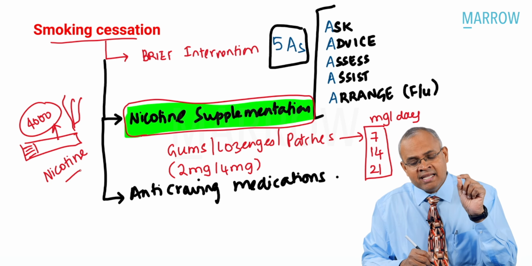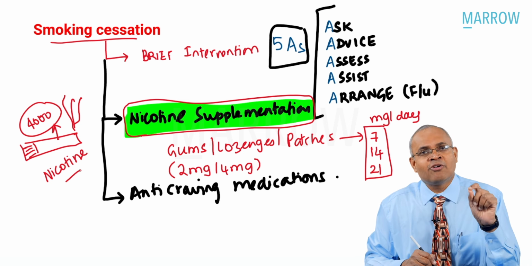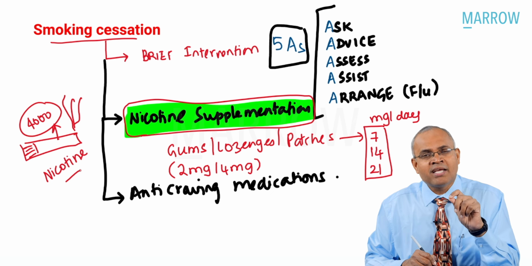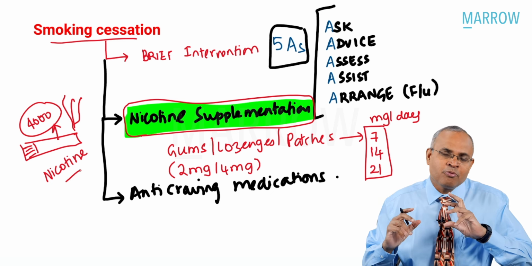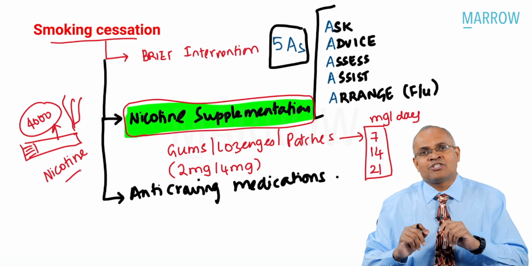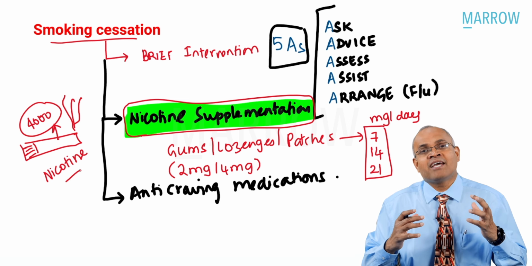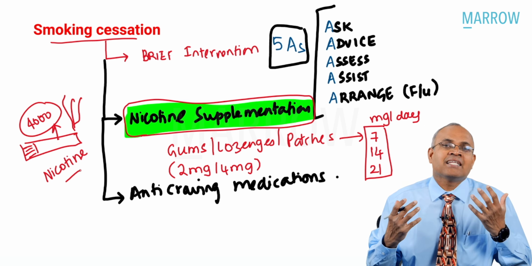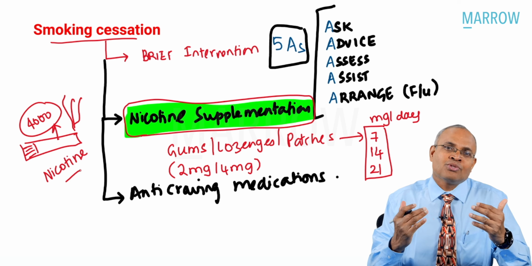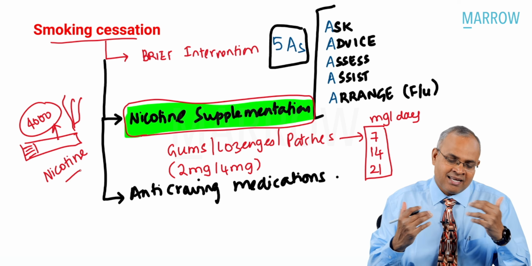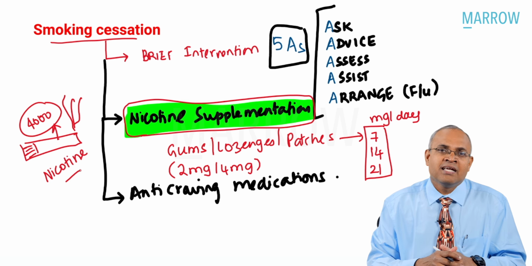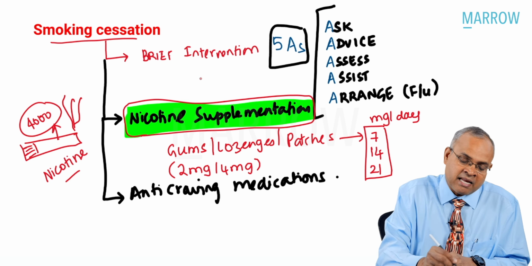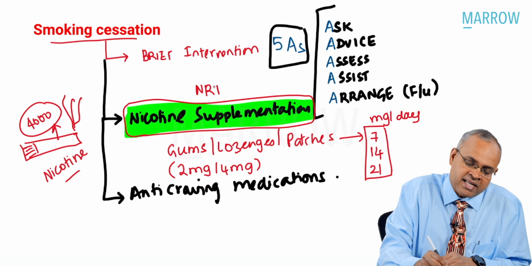So, in nicotine supplementation or nicotine replacement therapy, what are you doing? You are giving purified nicotine from an external source. Thereby, the patient might not have that much withdrawal symptoms and craving and can go through this journey of quitting nicotine much more easily. That's the biggest advantage of using nicotine replacement therapy or nicotine supplementation.